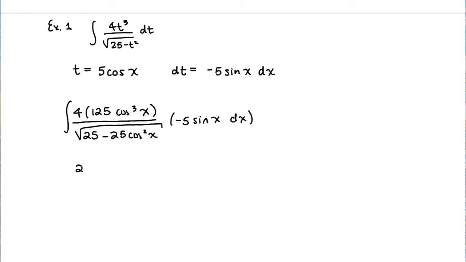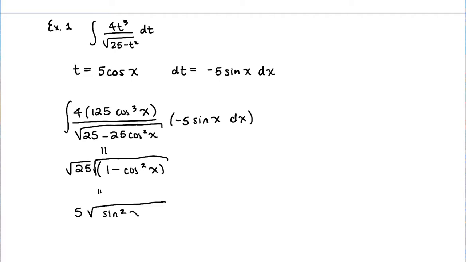If I factor out this 25 to the front, I have 1 minus cosine squared x. Notice that I can break the radical up, so I could break it into square root times square root. The square root of 25 is 5. The square root of 1 minus cosine squared x, well, I can simplify the inside. 1 minus cosine squared x would be sine squared x, based on the Pythagorean identity. Now the square root of sine squared x would be sine x.